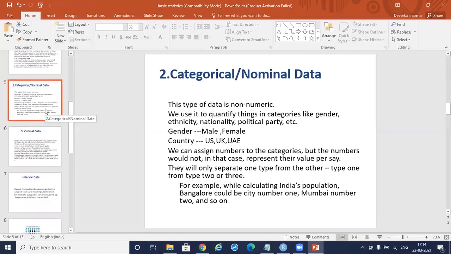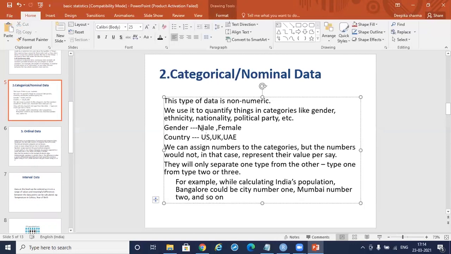Now coming to categorical or nominal data. We can call categorical data nominal data. What kind of data do we have? You can see gender, male and female. Suppose a country, a particular country such as US, UK, UAE, India. So these are all categorical data. We can call it nominal data as well.